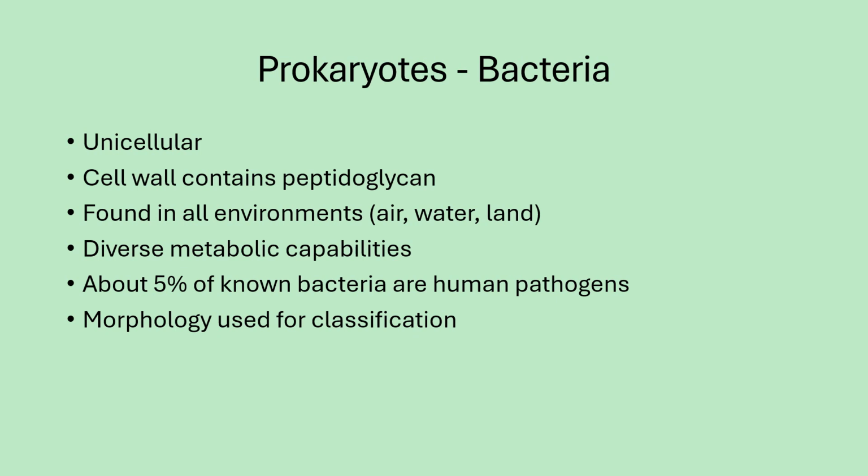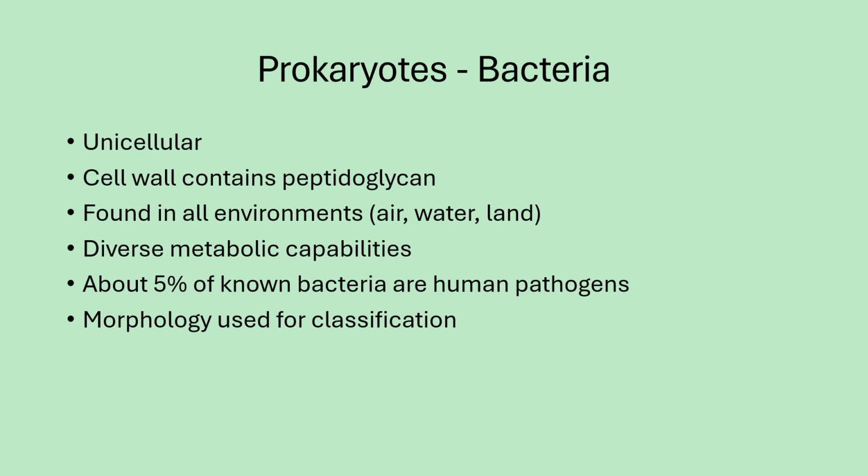The other group of prokaryotes are in the domain bacteria. Once again, these are also single-celled or unicellular. The cell wall for bacteria does contain peptidoglycan. This is one way you can tell the difference between the archaea and the bacteria. The bacteria are found in all environments. They have been found in the water, deep surface, the bottom of the ocean. They're found on land. They're found in the air at 30,000 feet.